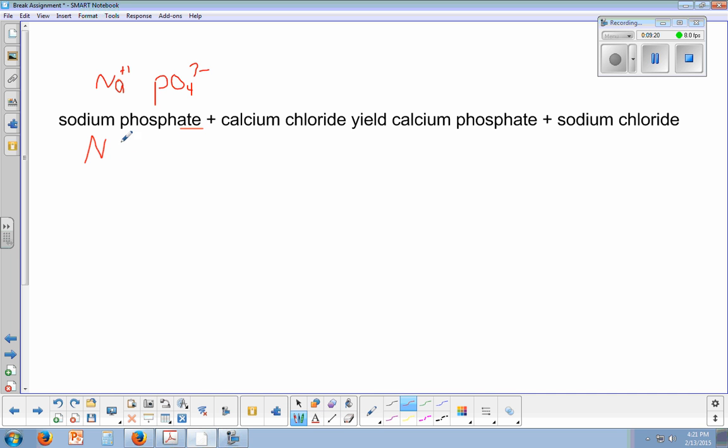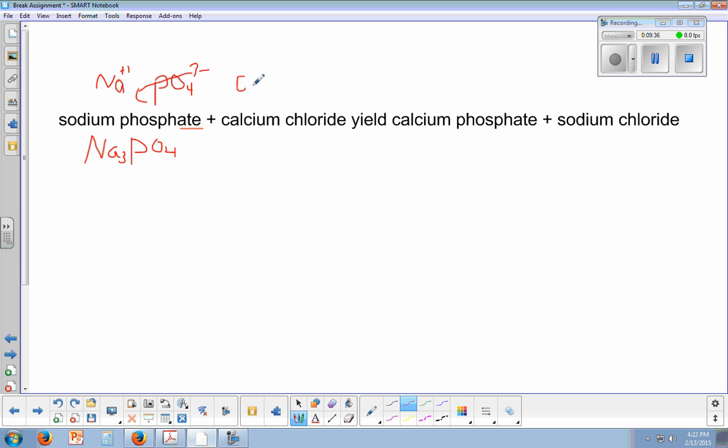Okay, let's try that again. A, PO4. Now, this should actually be a 3 because we have to crisscross. So it should be Na3, PO4. This 3 comes down here for Na. So here's my formula. Now let's do calcium chloride.